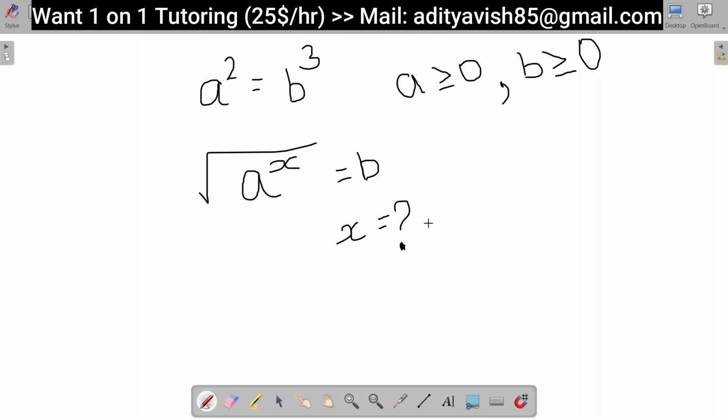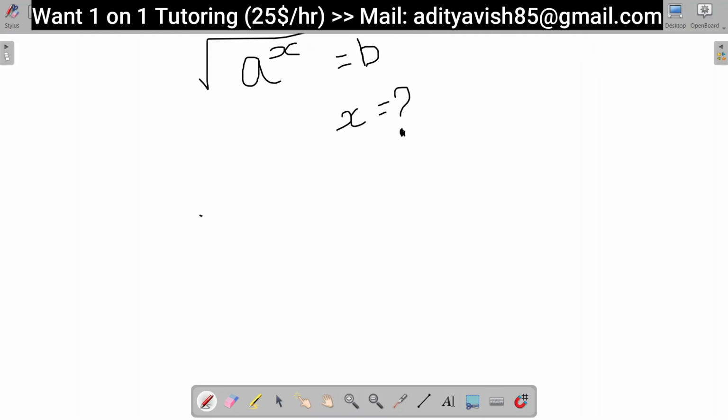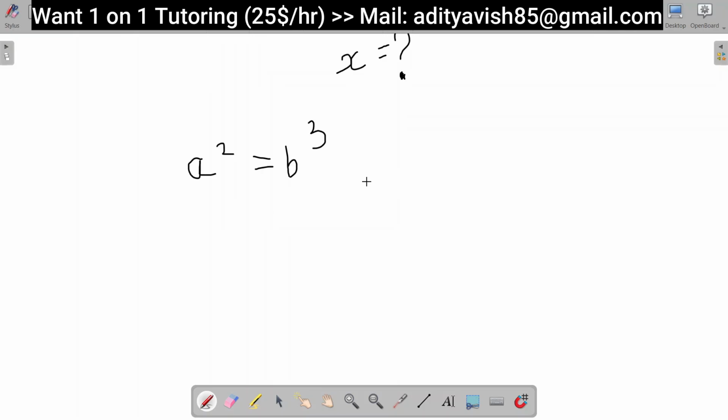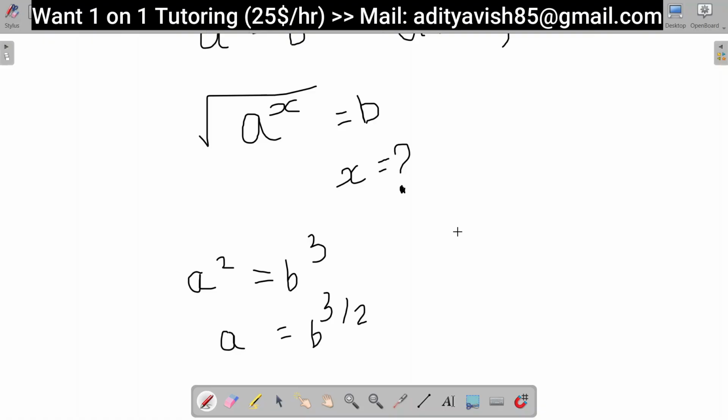First of all, we can write a square is equal to b cube. Sorry for my handwriting. And if we take under root both sides, this will become a and this will become 3 by 2, which tells us a is equal to b raised to power 3 by 2.